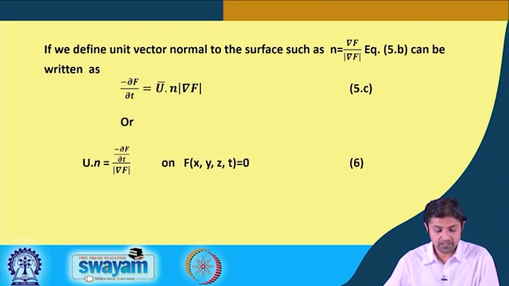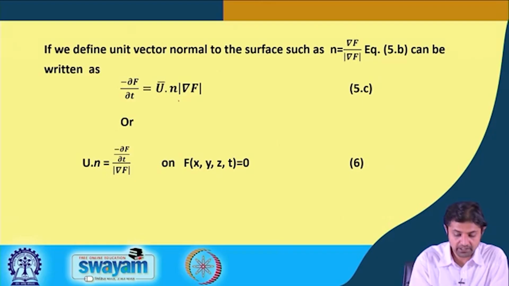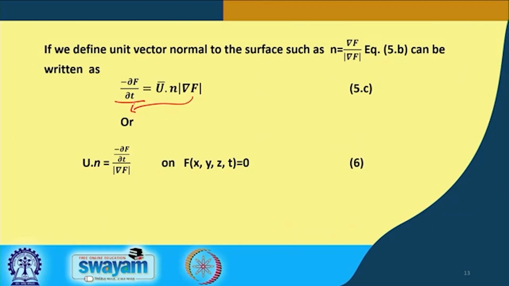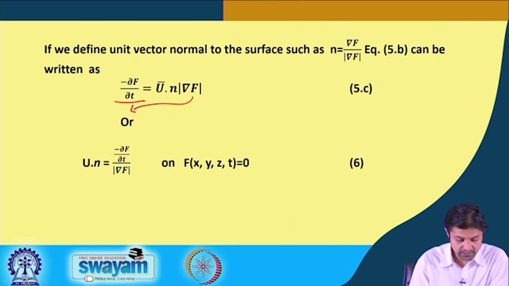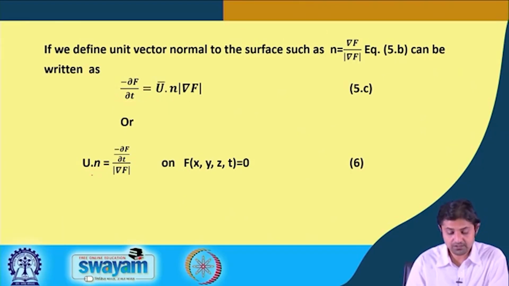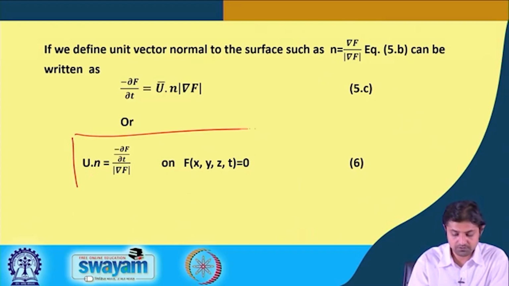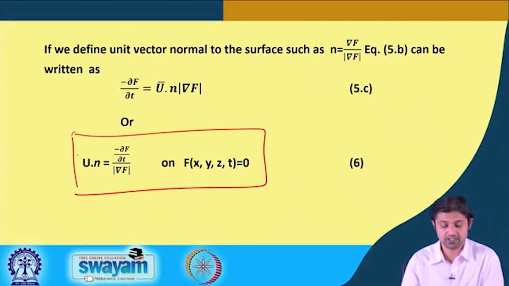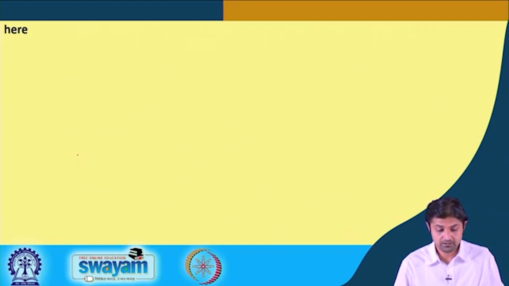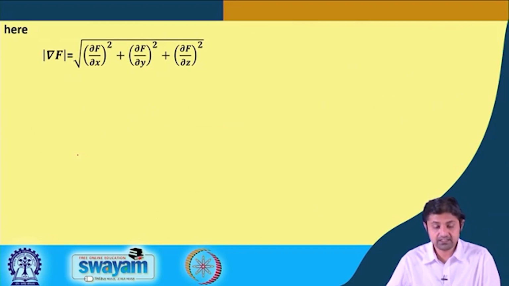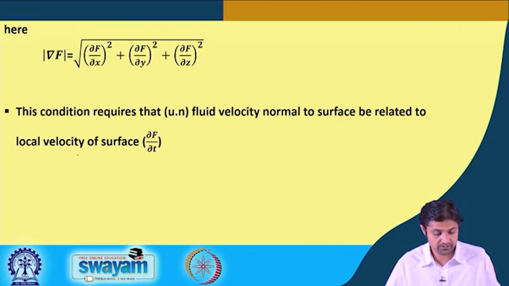Or we can write u dot n, if we just bring this in the denominator. So we get an equation u dot n is equal to minus del f del t by mod of del f on f(x, y, z, t) equal to 0. u is a vector and n is a normal vector. So here mod del f is nothing but the square root of del f by del x whole square plus del f by del y whole square plus del f by del z whole square.